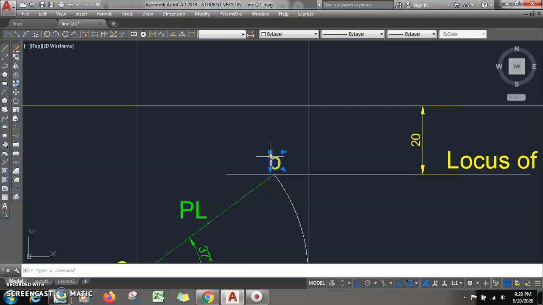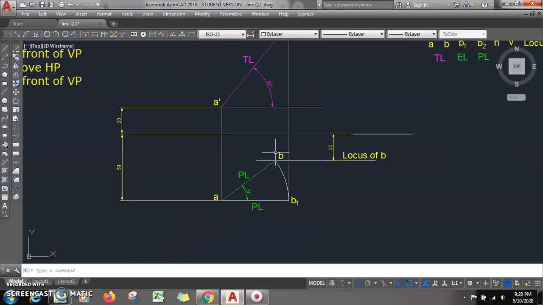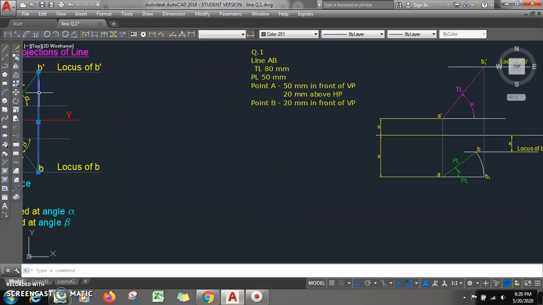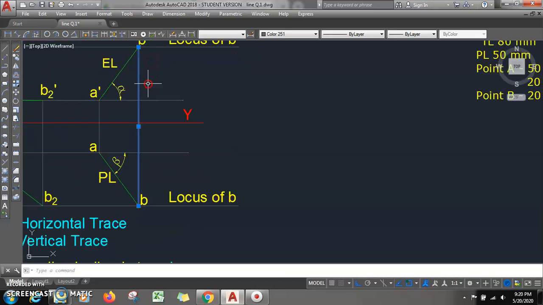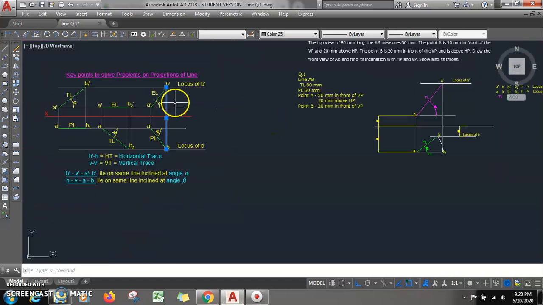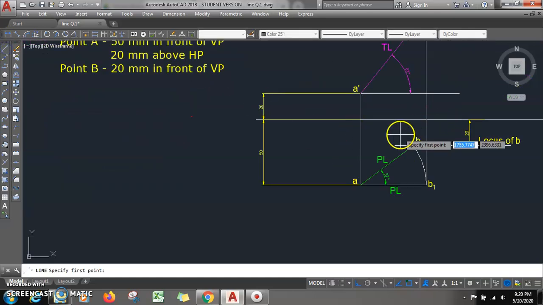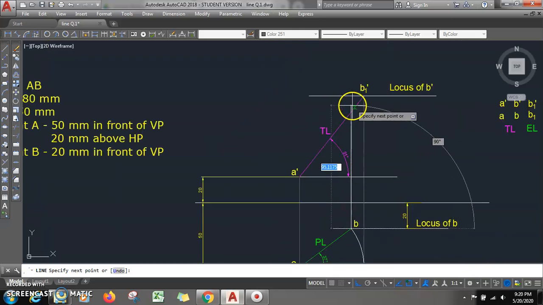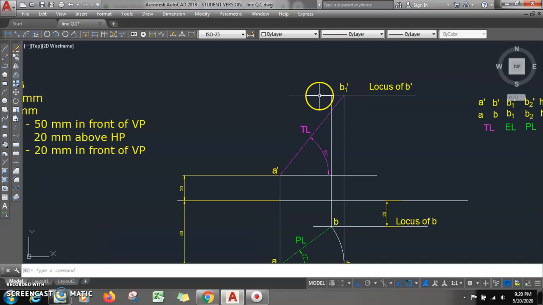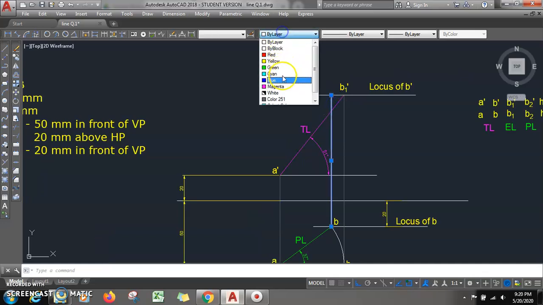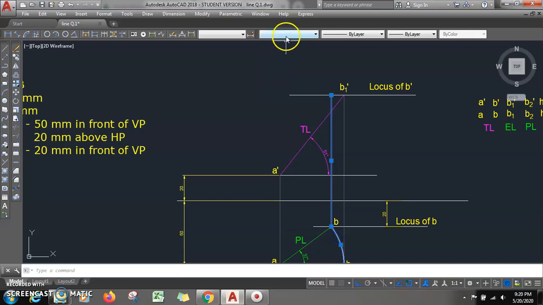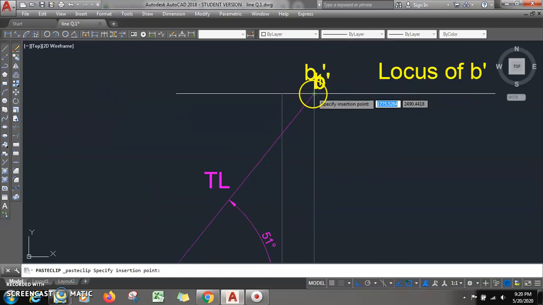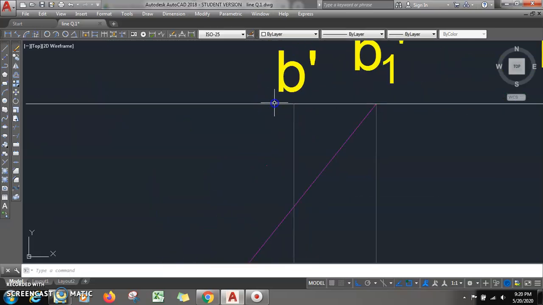Now you need to remember one thing. Point B and B dash always lie on the same line. So what we need to do is, from point B, we will draw one vertical line. This is to be shown by projector. You see, that point we are getting, that point is B dash.